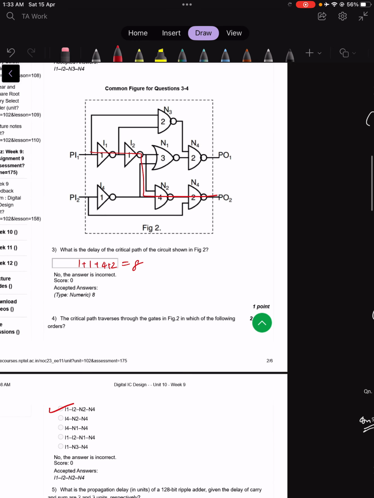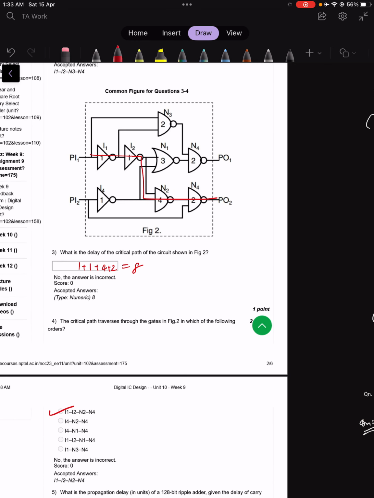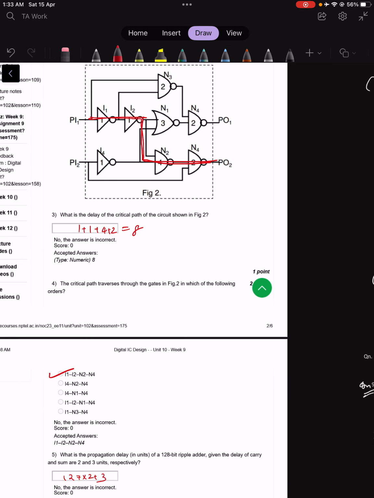Question 3 and 4. What is the delay of the critical path of the circuit shown in figure 2? In this figure again, the critical path is as shown in red, which is I1, I2, N2 and N4, which is the answer for question 4, and it has a delay of 1 plus 1 plus 4 plus 2, which is 8, right?